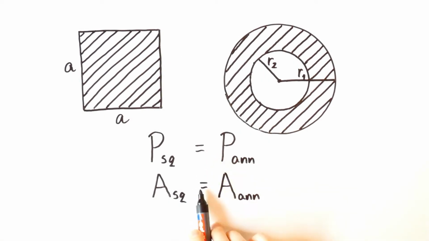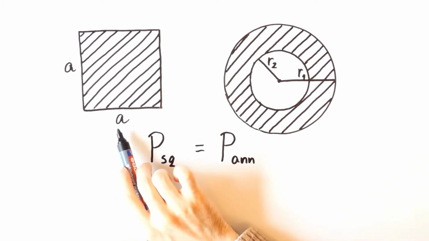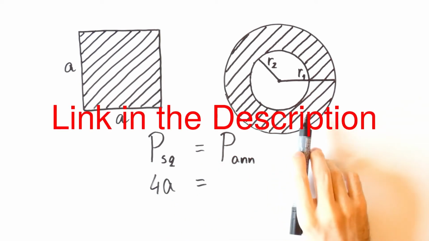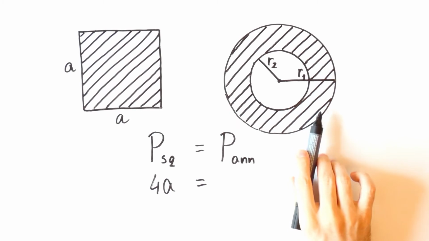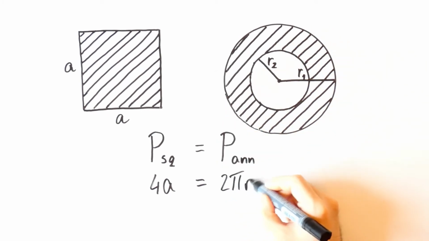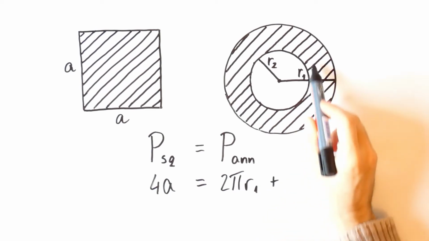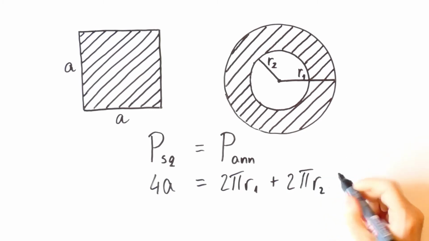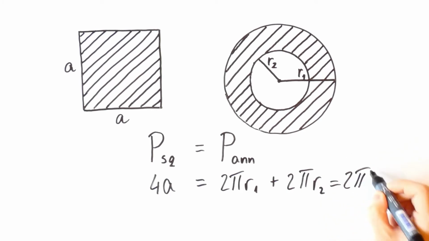But we have two conditions, and we'll look at them one at a time. We'll first look at the condition that the perimeters are equal. The perimeter of the square is 4 times A, and in the previous video we said that the perimeter of an annulus is equal to the outer perimeter, which is 2 pi times R1, plus the inner perimeter, which is 2 pi times R2. And this is equal to 2 pi times R1 plus R2.